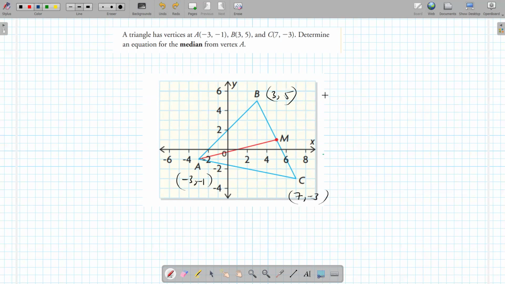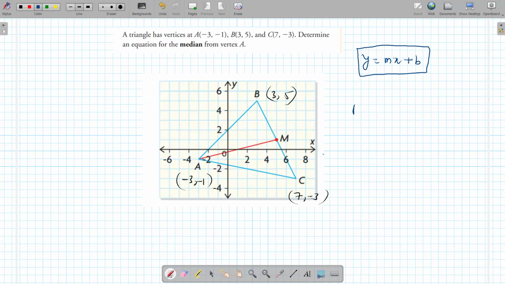So we need to find an equation of this line that connects A with M. So it's going to be in the form of y equals mx plus b. Our final answer will be in this form. This is going to be the equation for the median line from A. How do we find M, the midpoint, between B and C? Do we have enough information to find that midpoint? Yes. It's just a simple formula.